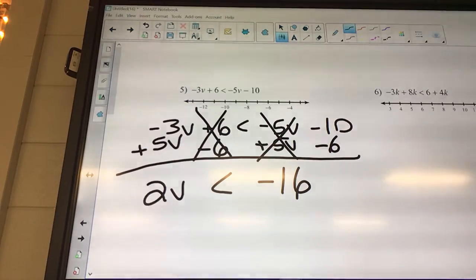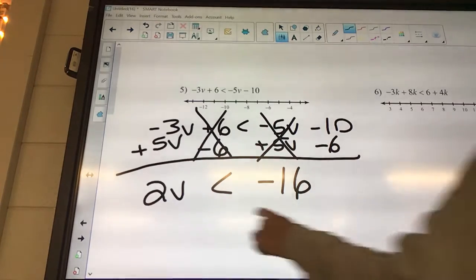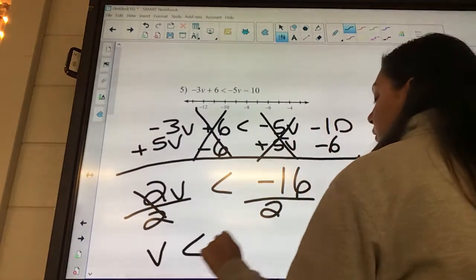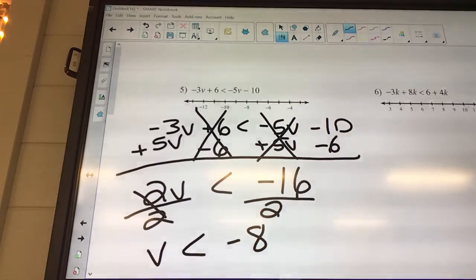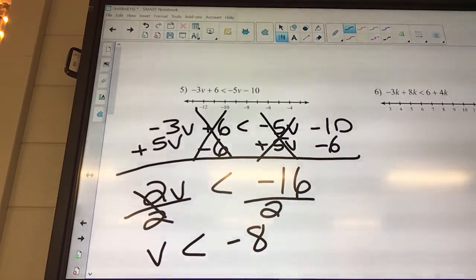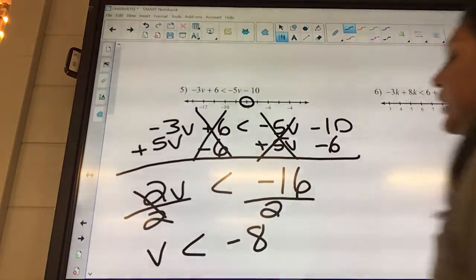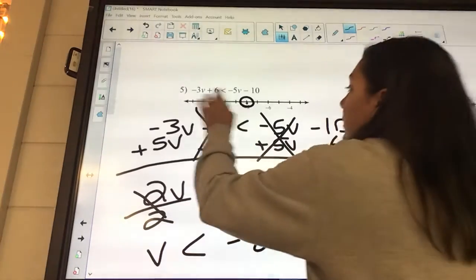Okay, and then what? Divide by 2. Do we need to flip? No. Okay, Jared, should that be open or closed? Open. And it says V is smaller than, so I'm going to go to the left.